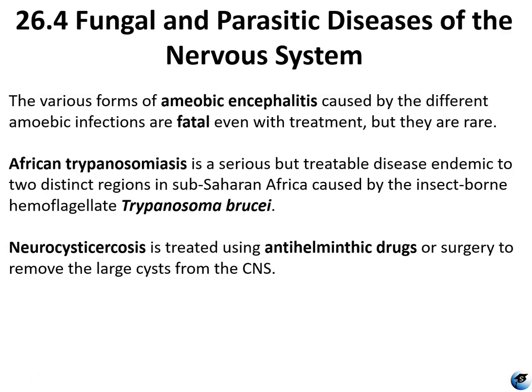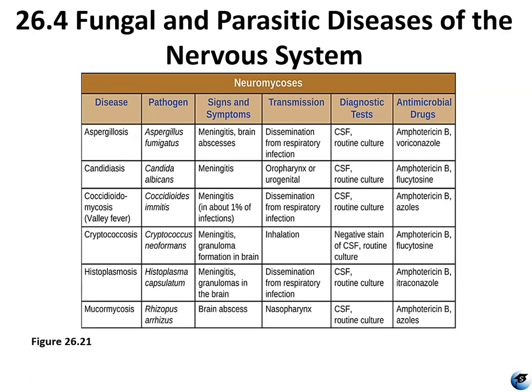Neurocysticercosis is treated using antihelminthic drugs or surgery to remove the large cyst from the central nervous system. So this is figure 26.21. Again, this is a nice table that summarizes diseases, causative agents, signs and symptoms, how it's transmitted, diagnostic tests, and antimicrobial drugs that are used to treat them. And these are all fungal and/or parasitic diseases of the nervous system.